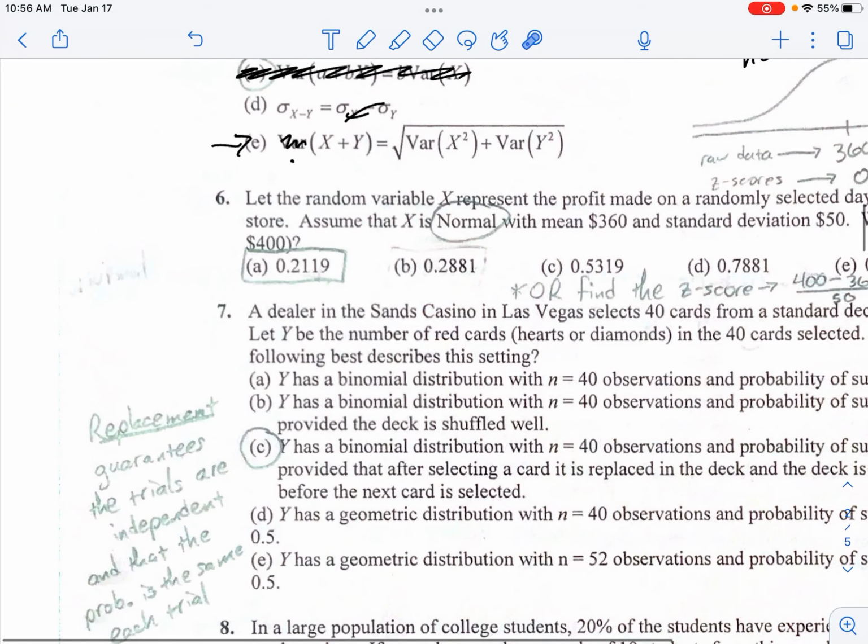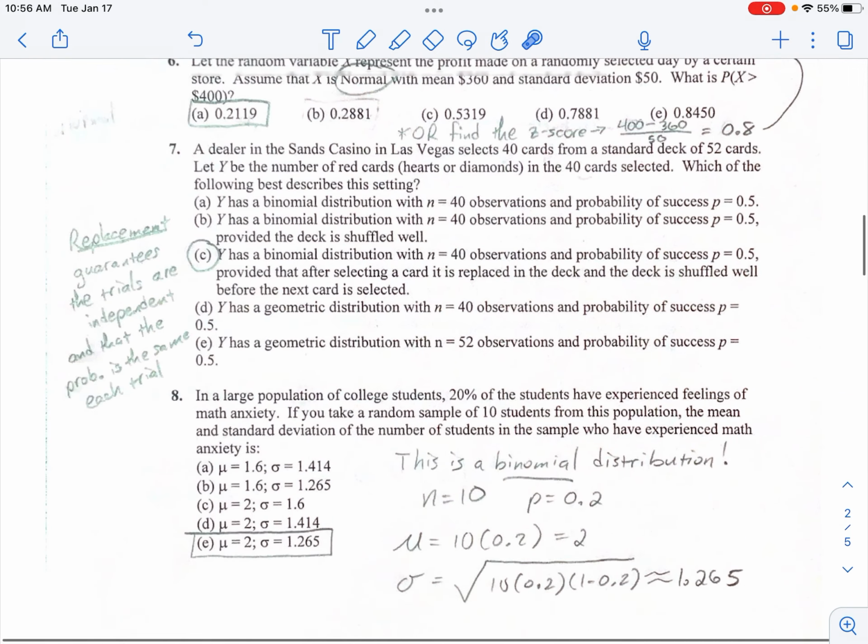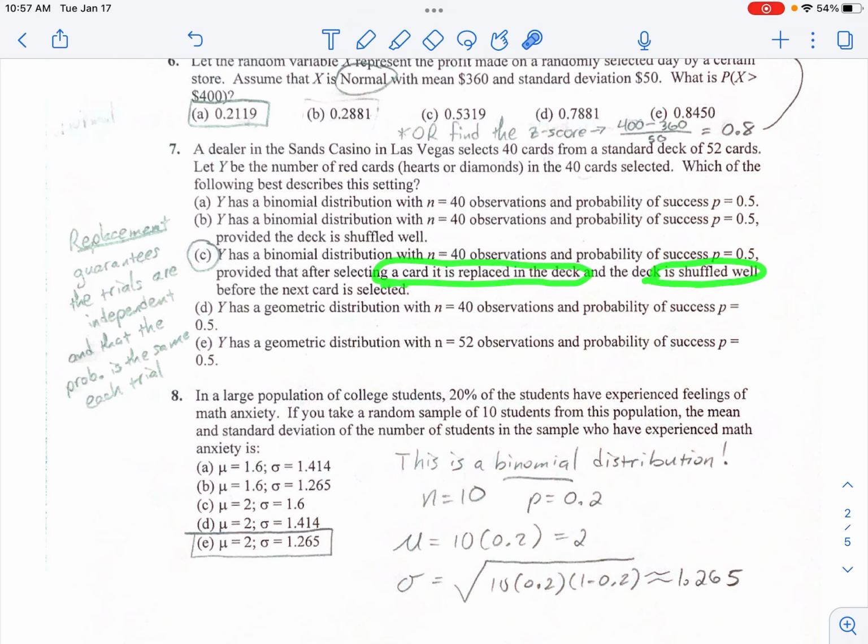7. The card dealer is dealing out 40 cards from a deck. And this is just really getting at bins and bits and that kind of thing. The answer C is better than A and B. And why is it better? Because it says very clearly, after you draw a card, it is replaced in the deck and it is shuffled really well. This guarantees the trials are independent and the probability is the same for each trial.